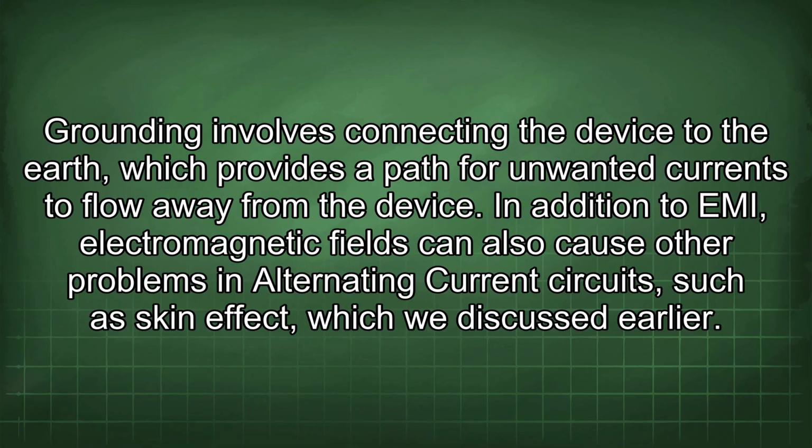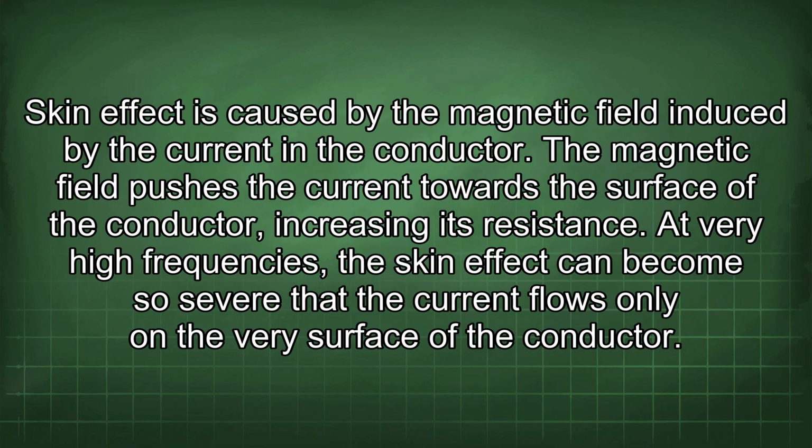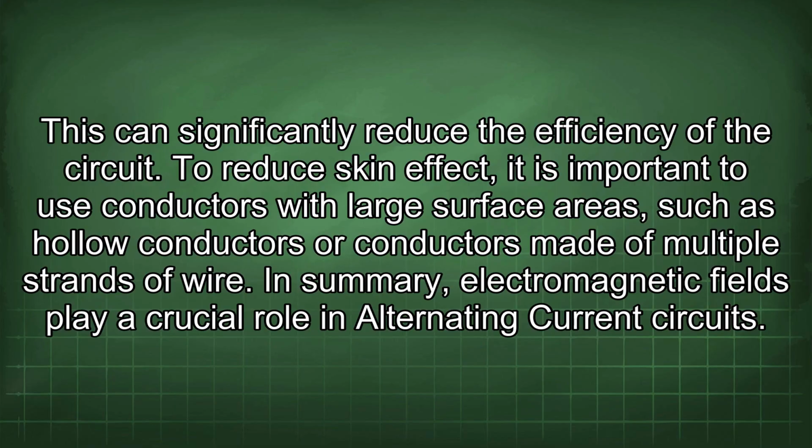In addition to EMI, electromagnetic fields can also cause other problems in alternating current circuits, such as skin effect, which we discussed earlier. Skin effect is caused by the magnetic field induced by the current in the conductor. The magnetic field pushes the current towards the surface of the conductor, increasing its resistance. At very high frequencies, the skin effect can become so severe that the current flows only on the very surface of the conductor. This can significantly reduce the efficiency of the circuit.